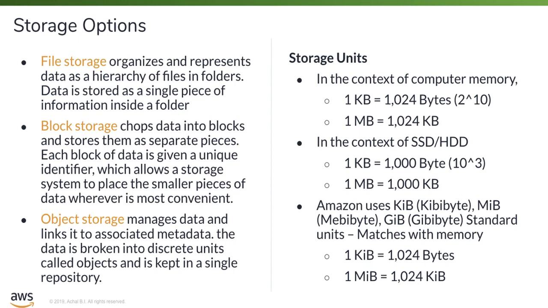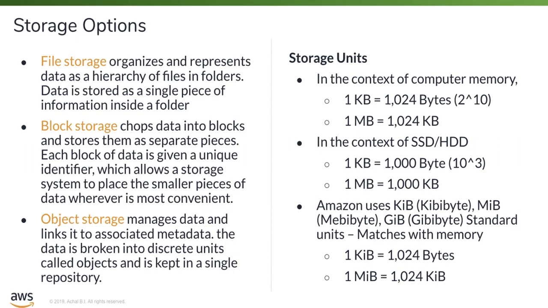Object storage basically manages data and links it based on the associated metadata. The data is broken into discrete units called objects and is kept in a single repository. We will find out what the different offerings provided by AWS for these storage options are.